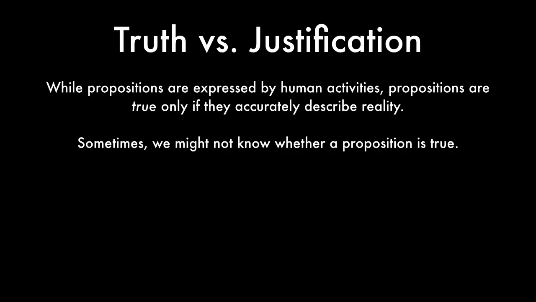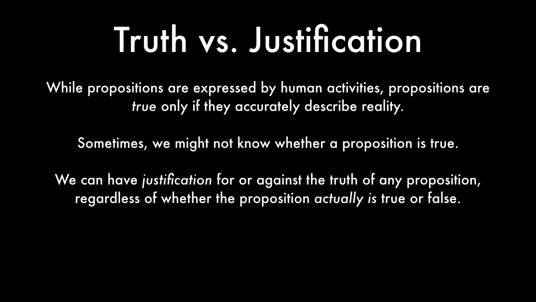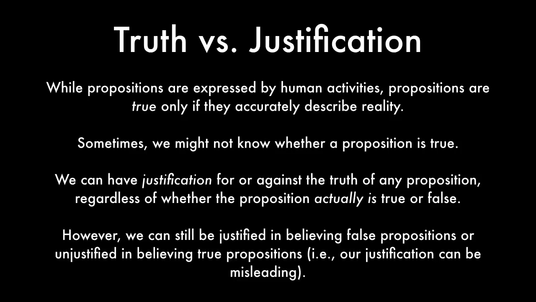And there are all sorts of propositions right now that you couldn't possibly know, but maybe you will eventually. Propositions, for example, about things that are really far away, or things that we don't yet have the technology to discover. These propositions are still true or false, independent of you and what you can possibly know. You just don't know them yet, or you can't possibly know them. So this distinction about the truth of propositions and what you can know is a distinction between truth and justification. We can have justification for or against the truth of any proposition, regardless of whether the proposition is actually true or false. So justification and truth are independent of each other. You can be justified in believing false propositions, or you can be unjustified in believing true propositions. So your justification can be misleading.